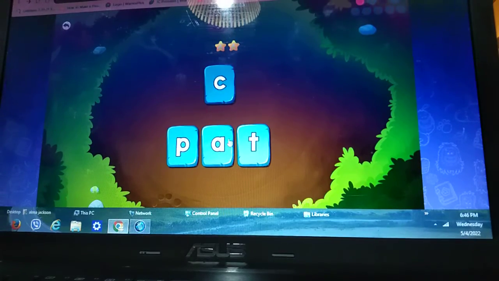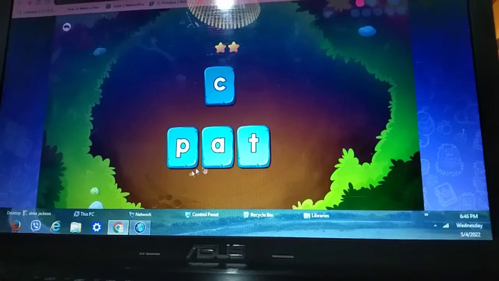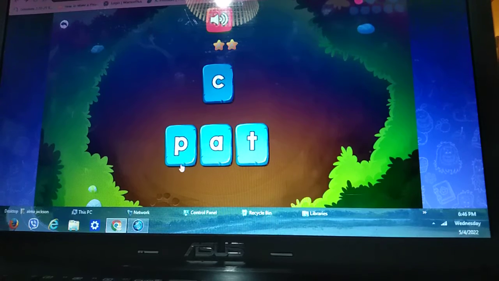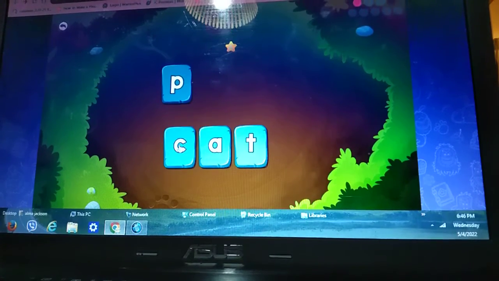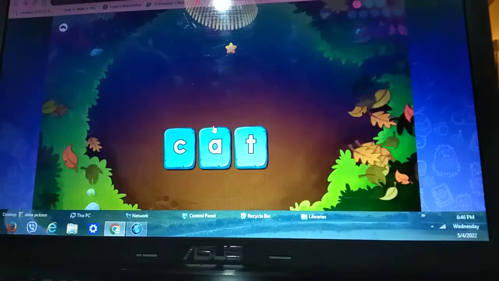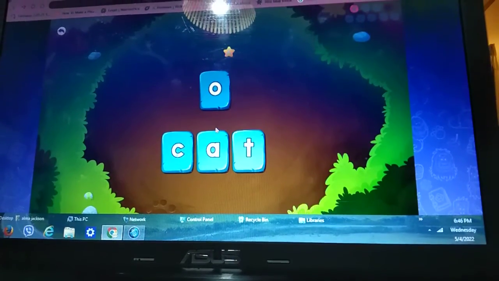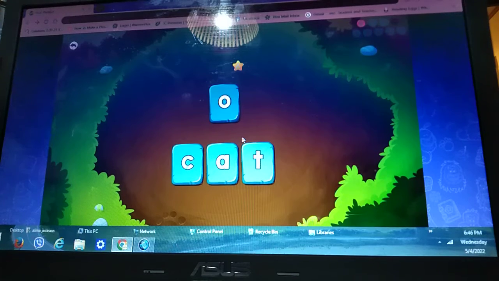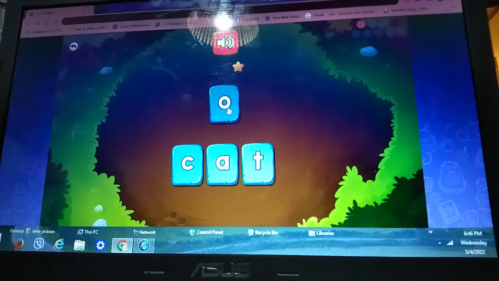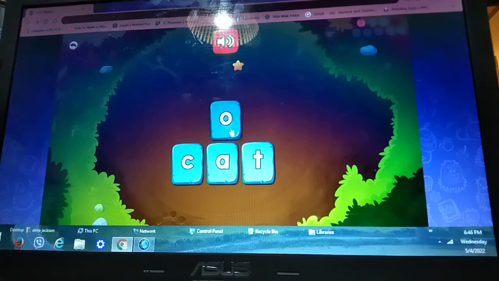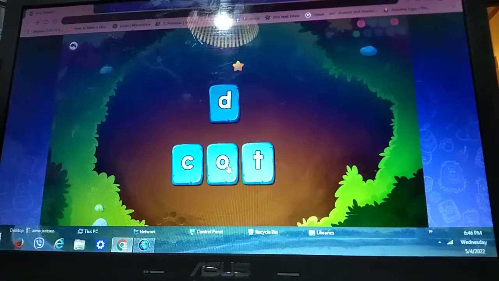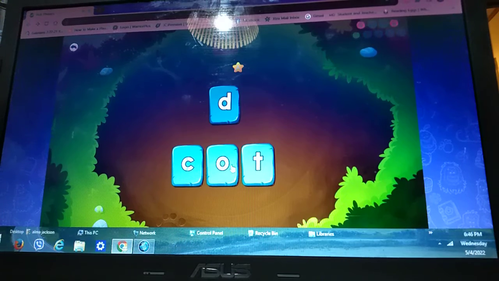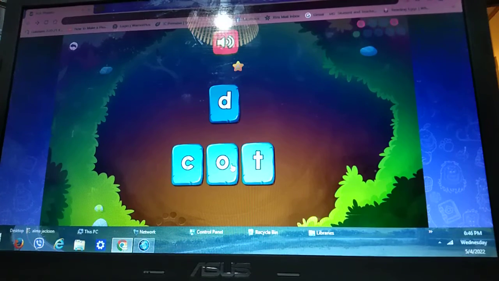Now make the word cat. C-at. Cat. Now make the word cot. C-ot. Cot. O. Now make the word dot. D. Dot.